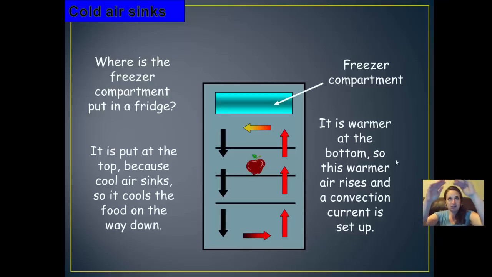So the reason for that is that cold air sinks, and as it's sinking down, down, down, it's cooling all the food on its way down. Then that warm air, by the time it gets to the bottom, is going to rise up because warm air rises. It's going to be cooled by that freezer compartment again, sink back down, and it creates, again, a convection current. It's really important.